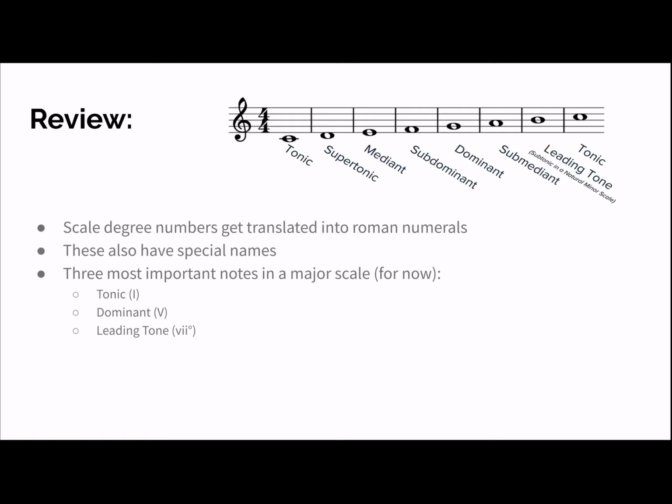So the three most important notes in a major scale for right now are the tonic, which in this case would be C, the dominant, which is the fifth scale degree, and the leading tone, which is the seventh scale degree. So we're going to talk a lot about that today and unpack what this all means.